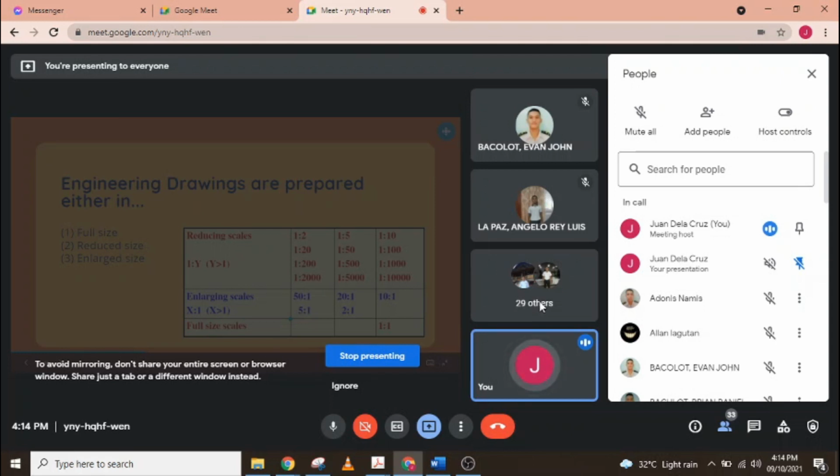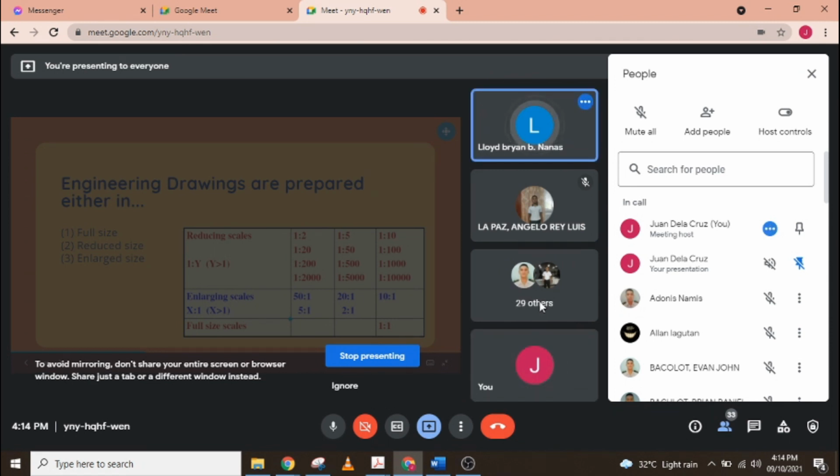What is the possible difference, sir? Go ahead. The reducing scale, sir, is small in the drawing but large on the actual object. And the enlarging scale is large in the drawing but small on the actual object. Okay, possible. So that's another way of looking at it: reducing scales and enlarging scales.